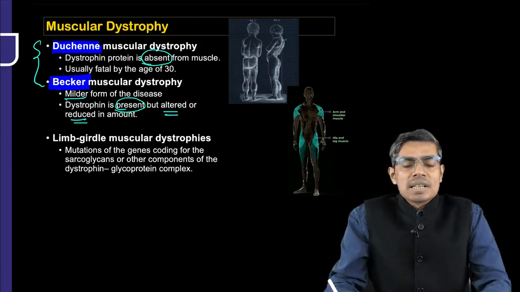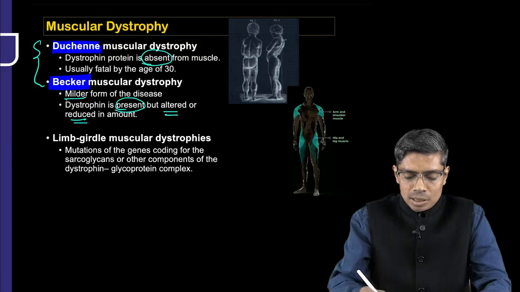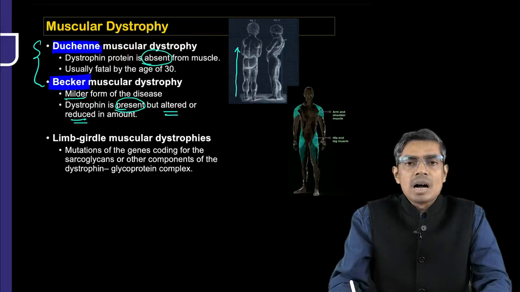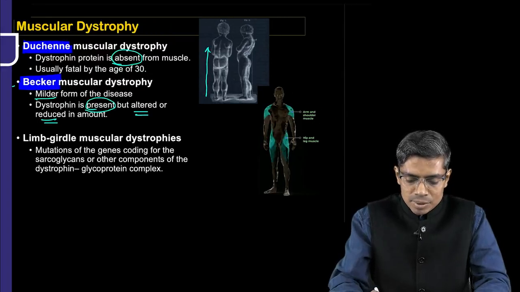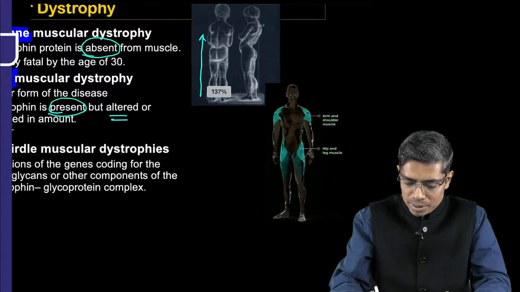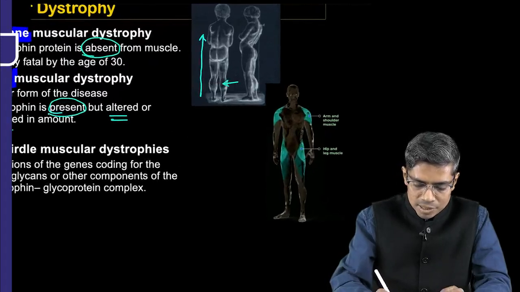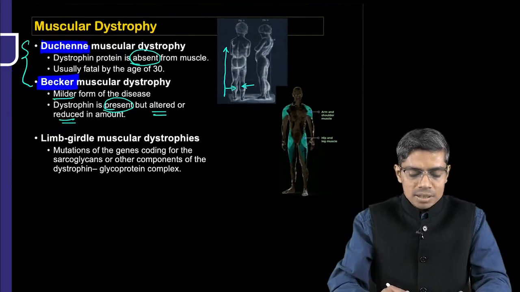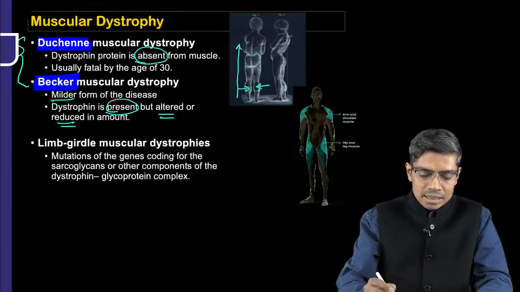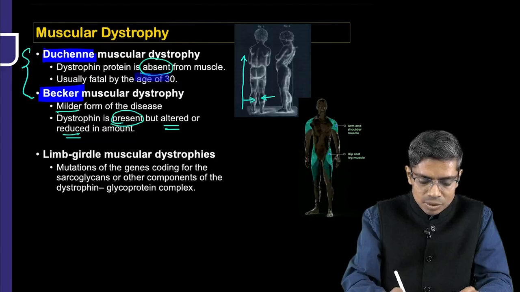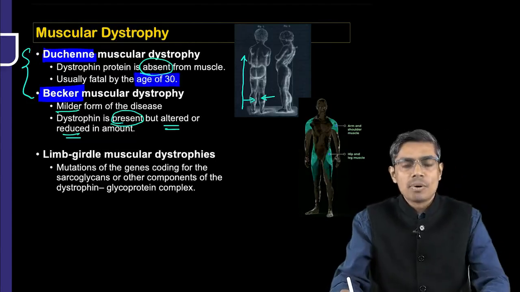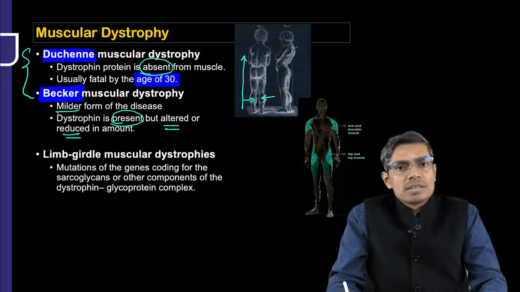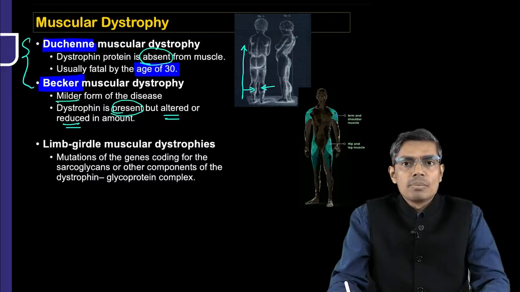Because of this, the muscles will be affected, particularly the lower limb muscles will be affected first, and progressively it will ascend to the upper part of the body. There will be pseudo hypertrophy of multiple muscles, particularly the calf muscle pseudo hypertrophy is a very prominent feature of this disease, and due to involvement of the heart and other organs, death occurs by 30 to 40 years of age. This is a very severe form of disease, that is Duchenne's muscular dystrophy. Death occurs by 30 to 40 years. And Becker is a milder form of disease.